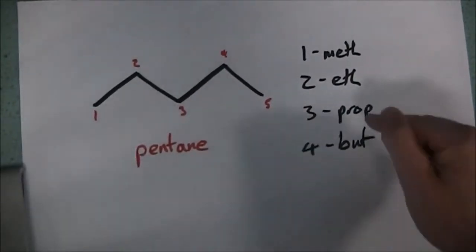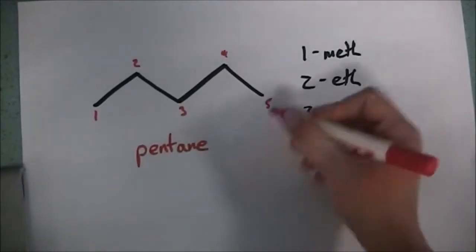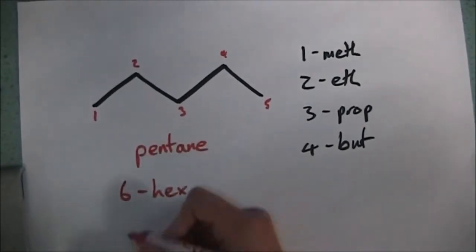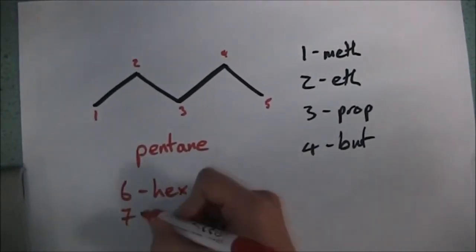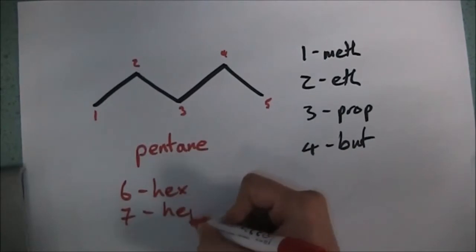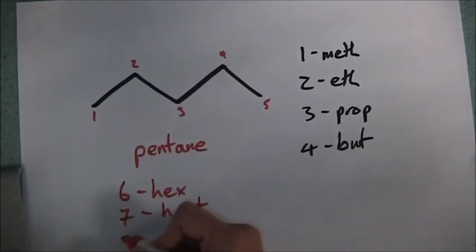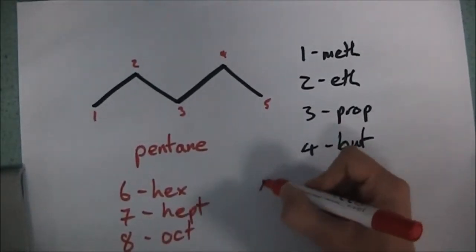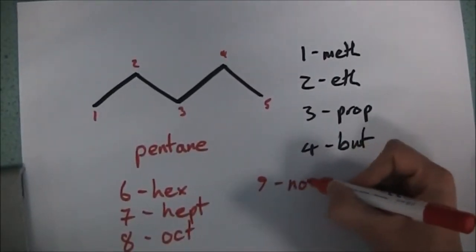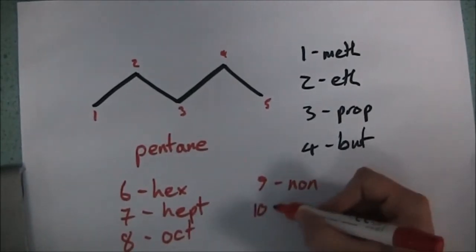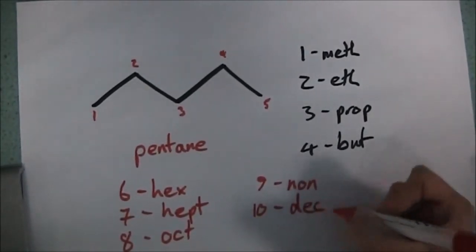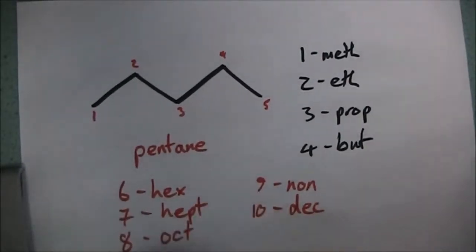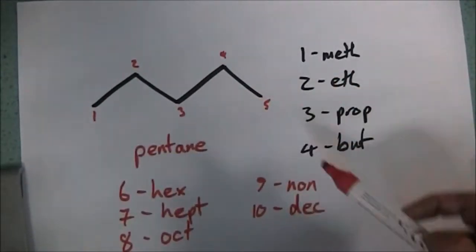So meth, eth, prop, and but. So 5 for pent, 7 for hept, 8 is oct, 9 is non, 10 is dec. So we have all these prefixes that we can use, and if we put ane on the end, we mean it's an alkane, as in it's just carbon and hydrogen atoms fully saturated.